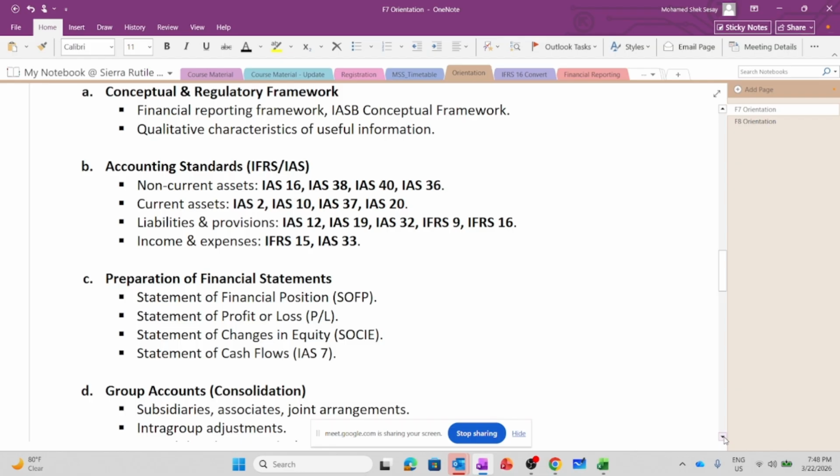We are going to look at IAS 37 provision, and we are going to look at IAS 20, the government grant. Also for liability, and also we are going to look at IASs and IFRSs for income as well as for expenses. In section C, we are going to look at the presentation of the financial statement, as I mentioned earlier, looking at the components of financial statement: statement of profit or loss, statement of financial position, changes in equity, notes to account, and the cash flow.